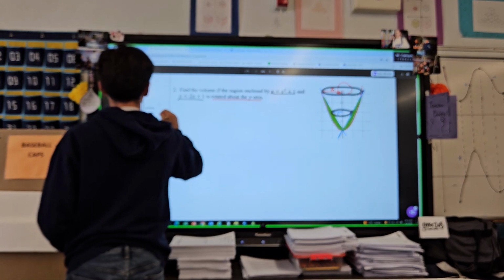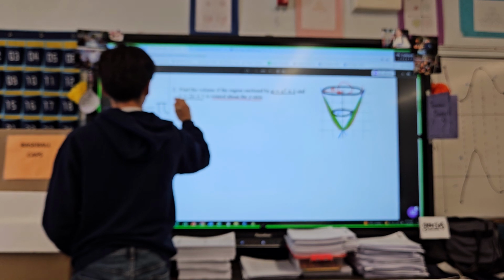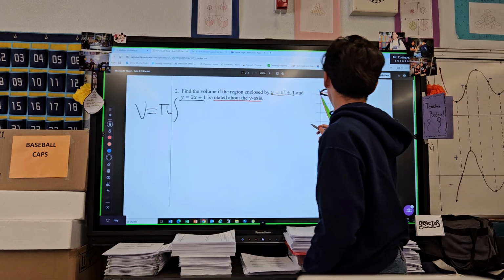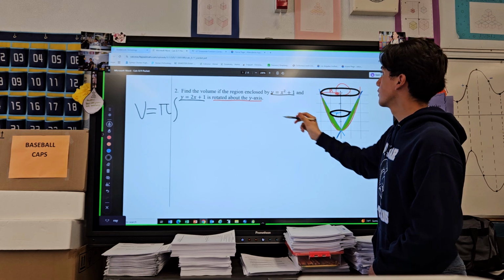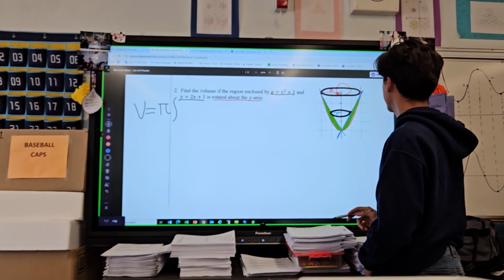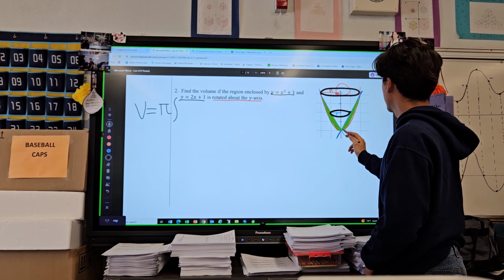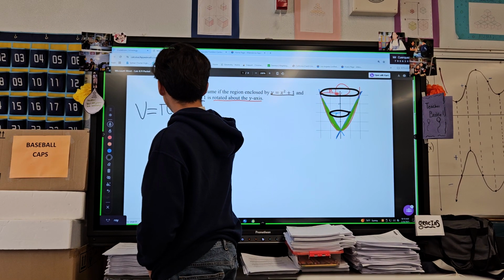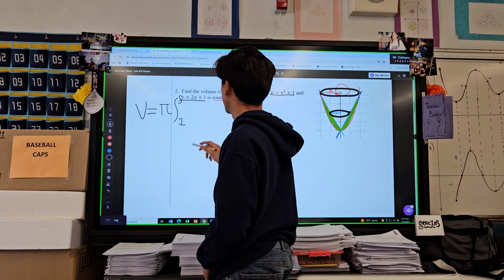V equals pi, integral from 1 to 5. The region goes along the y-axis, from 1 to 5.